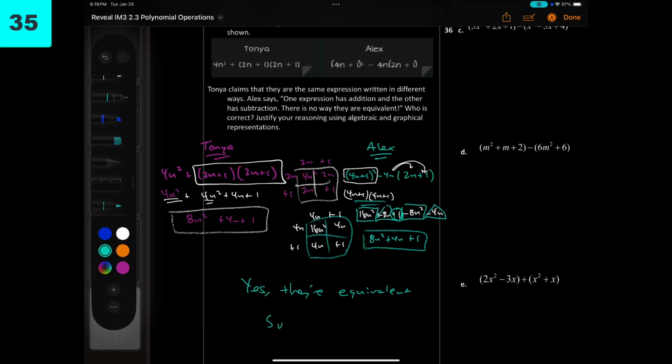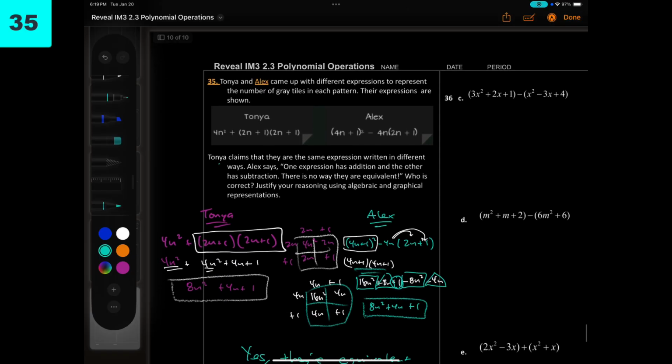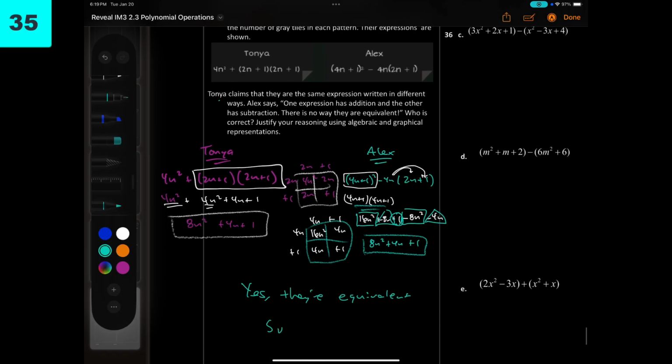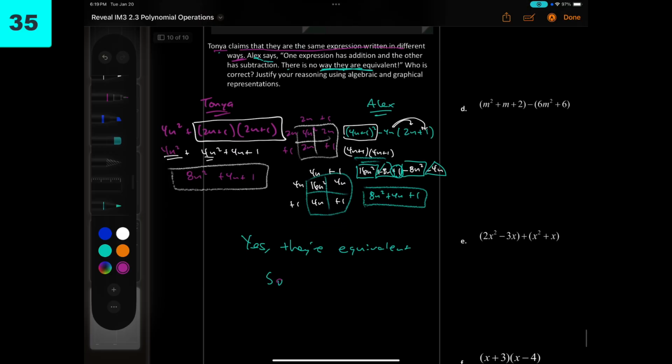So, let's see. Alex says, no way are they equivalent. But Tanya says they can be written in different ways, and that is true. So Tanya is correct.